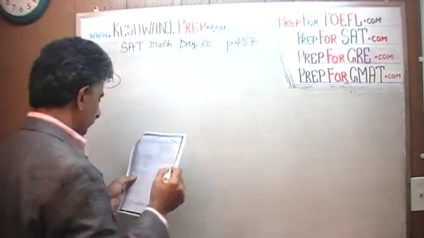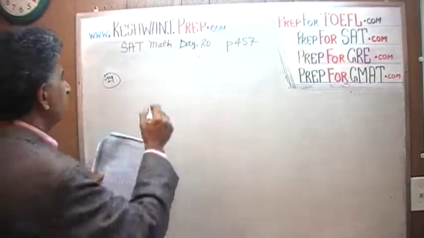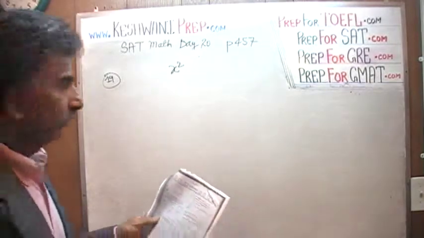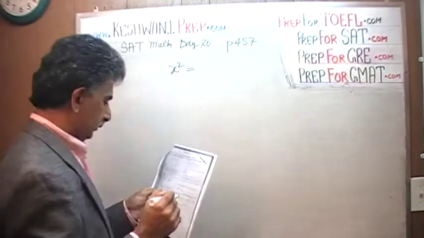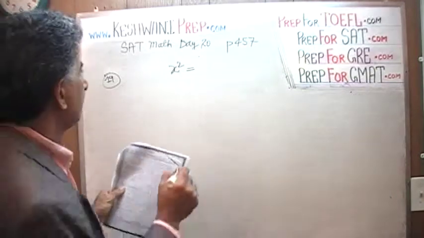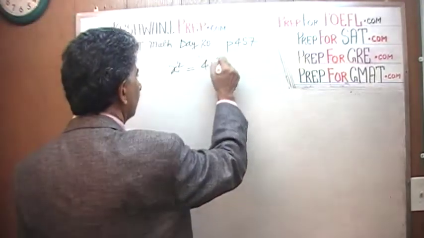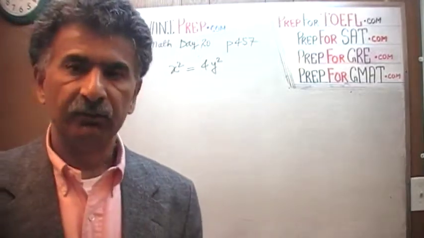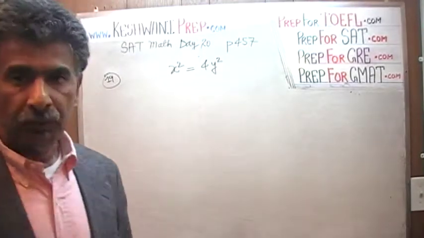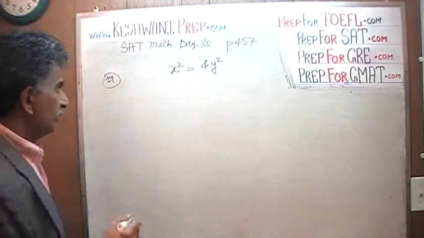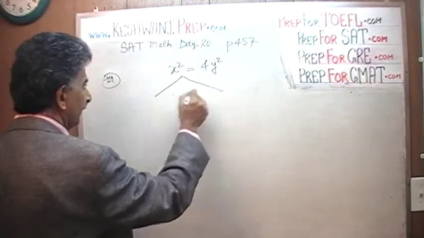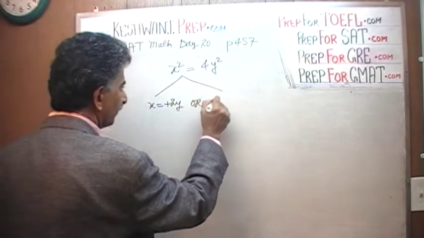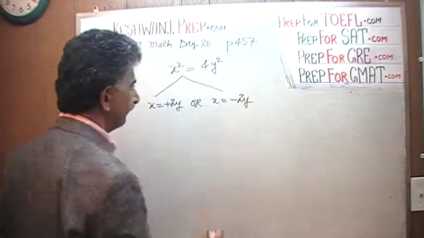We are told that the square of x is equal to 4 times the square of y. Now what do you gather from that? That's the first part. That is the most important step here, as to what do you gather from it. What this tells us is that x must either equal a positive 2y or x must equal a negative 2y.